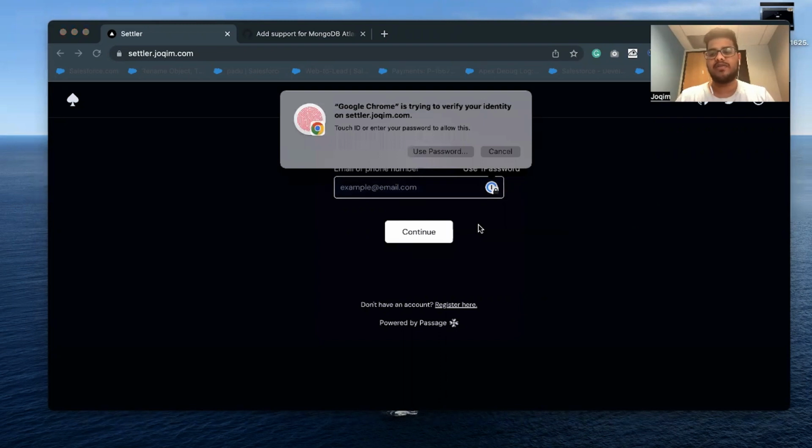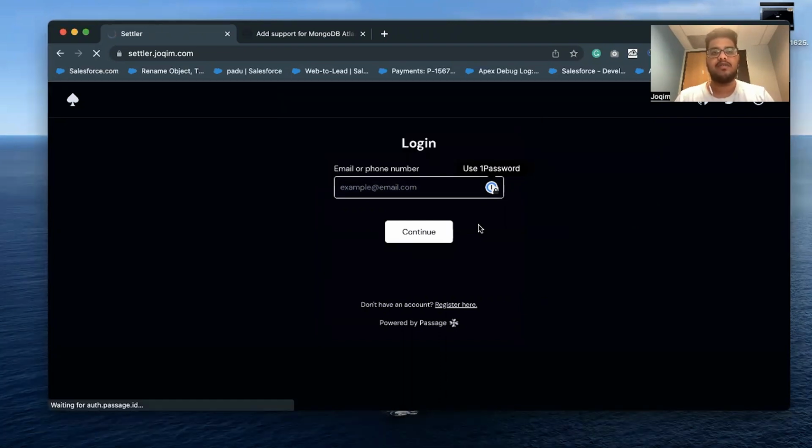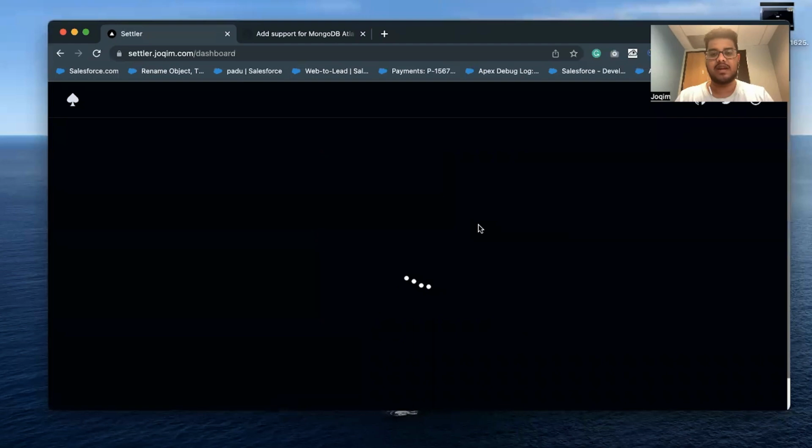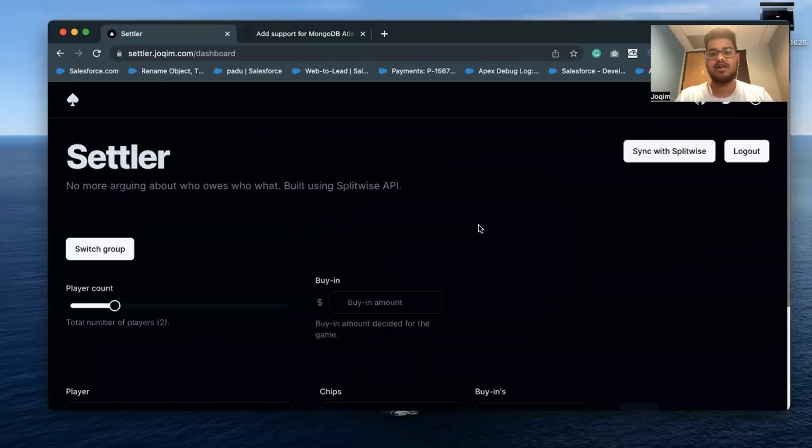Settler is an intuitive UI application, which is built on top of Next.js and TypeScript. It uses Passage for passkey authentication to persist user information. I've integrated Passage with Supabase. Passage literally took me minutes to get set up to integrate it with Settler. I would definitely recommend that you guys give it a try.